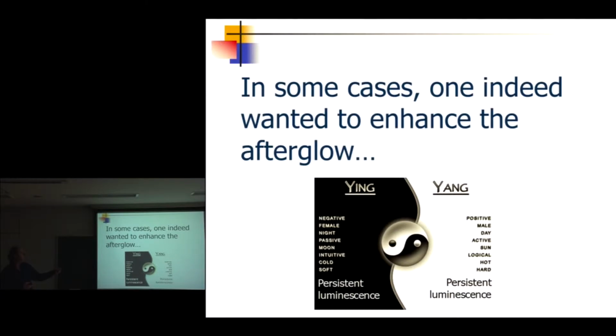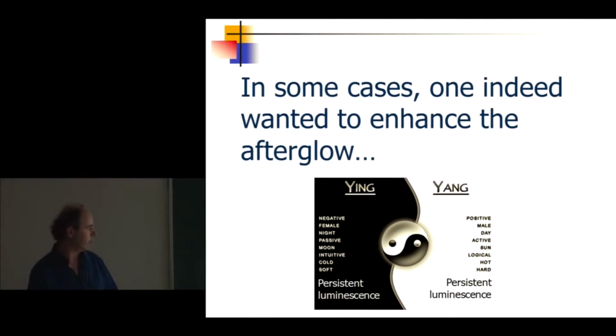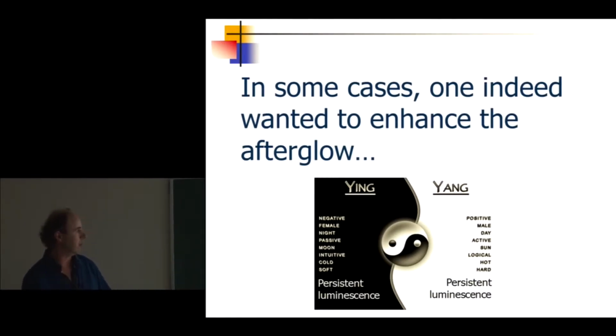So in some cases, we need to enhance the afterglow. I put this because we would like to have persistent luminescence on the good side. The good side is here, and this is the bad side. You can recognize here the female. I think this is the bad side because there is cold and ice. Okay, I don't know why they put the female here, but you should tell me. And so we would like to put persistent luminescence on both sides and to enhance persistent luminescence.